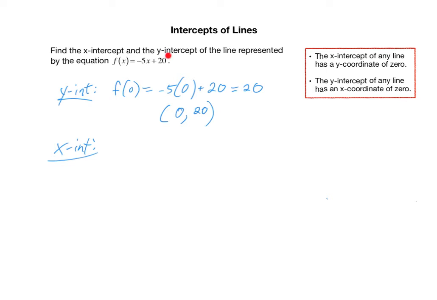But in this case, we're not using the y variable. Instead, we're using the function notation. So what is equivalent to plugging in 0 for y? Well, that would be putting 0 in place of f of x. So we can add to this one here.